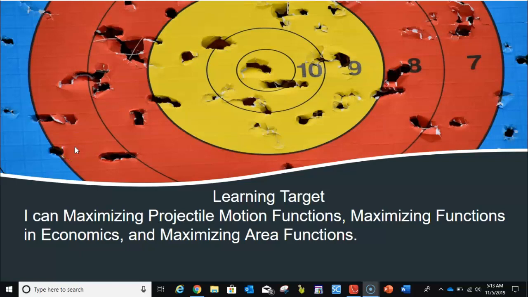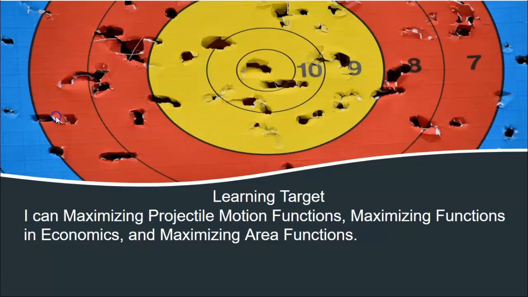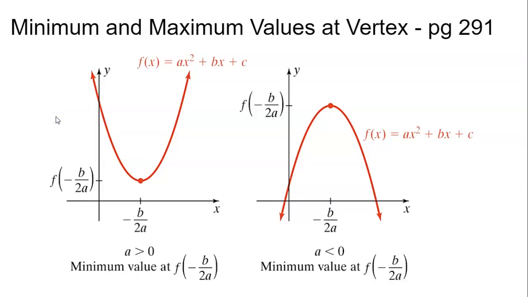All right, in this video, we are going to look at maximizing projectile motion functions, maximizing functions in economics, and also maximizing area functions. So in your guided notes, I want you to look at page 291, and there should be a blank space kind of in the middle of the page where you could copy this information down if you would like to. But the objective is to be given a real-world situation that can be modeled by a quadratic function and then use that information so we can talk about minimum values and maximum values.